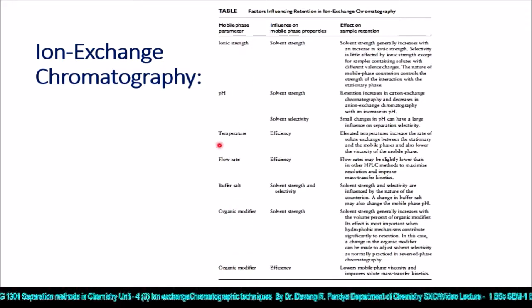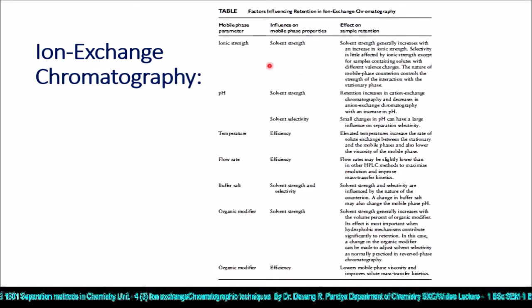These are the mobile phase parameters which can alter the retention in ion exchange chromatography, and their influence on mobile phase properties is as follows: solvent strength through ionic strength, solvent strength through pH change, solvent selectivity through pH change, efficiency through temperature change, efficiency through flow rate disturbances, solvent strength and selectivity through buffer salt change, solvent strength differences through organic modifier, and efficiency through organic modifier as well.